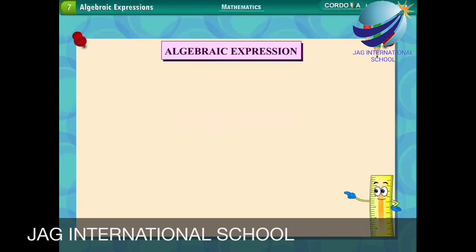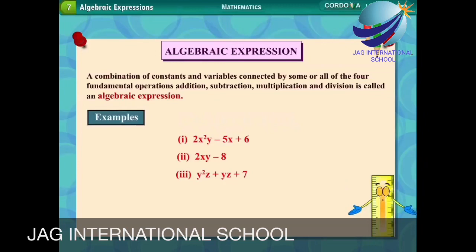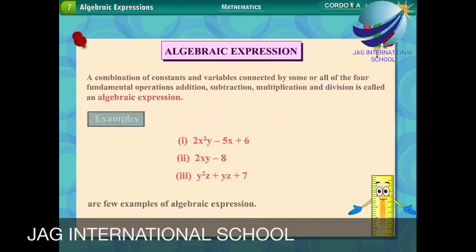Algebraic expression: a combination of constants and variables connected by some or all of the four fundamental operations, addition, subtraction, multiplication and division, is called an algebraic expression. Examples: 2x squared y minus 5x plus 6, 2xy minus 8, y squared z plus yz plus 7 are a few examples of algebraic expression.